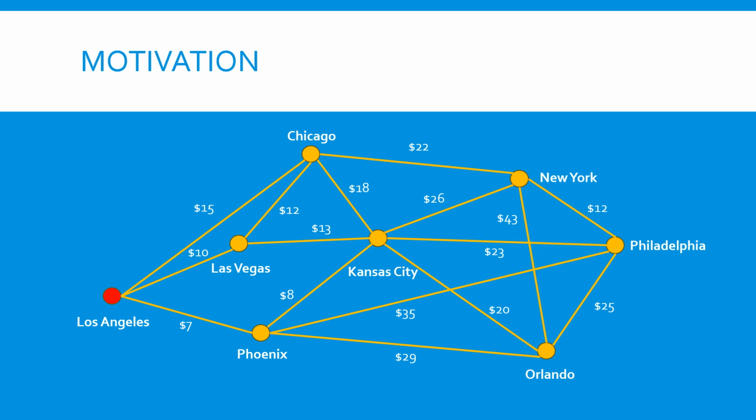To motivate the problem, imagine that we would like to travel from Los Angeles to Orlando. Here is a map of some US cities. We can model the map as a graph data structure. In the graph, the nodes represent the cities, and the edges between them are weighted by the toll fees needed to travel between the cities. Our goal is to plan the cheapest route from the starting city to the destination.